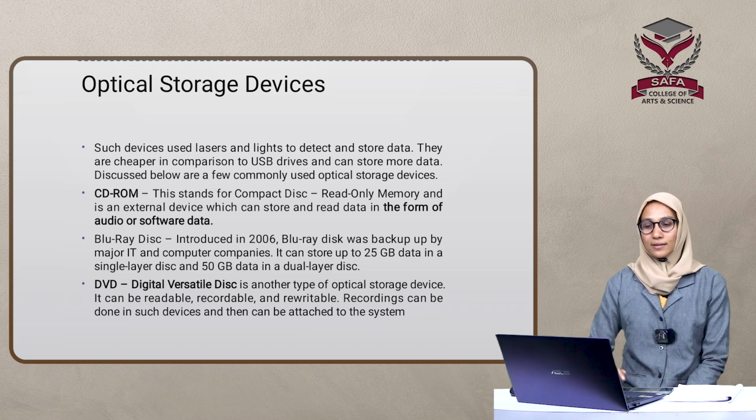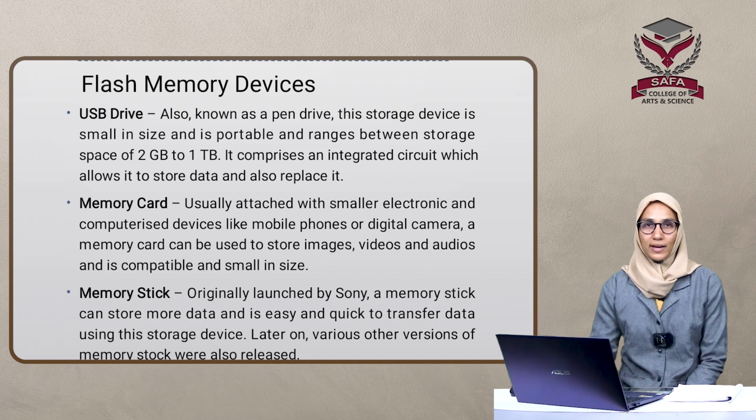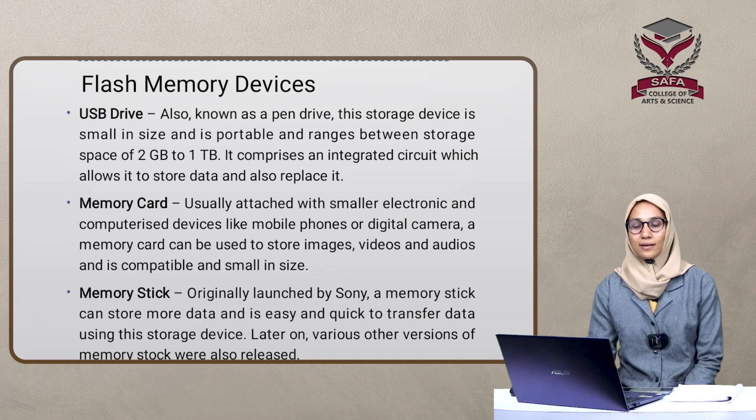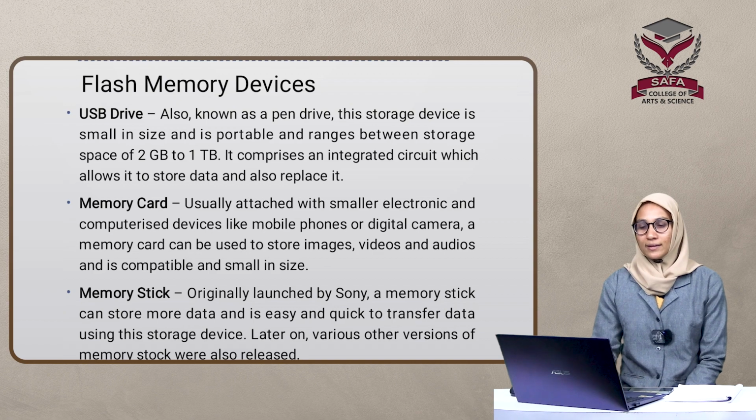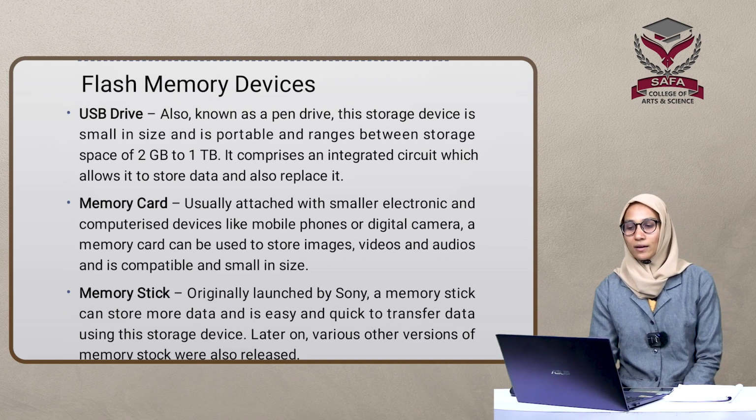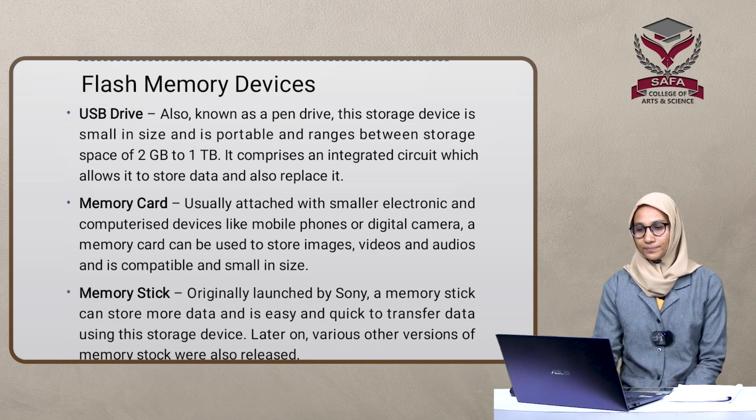Then the last category is flash memory devices. Flash memory devices include USB drives. First one, the USB drive, also known as a pen drive. It is small in size, portable, and its data storage ranges between 2 GB to 1 TB.